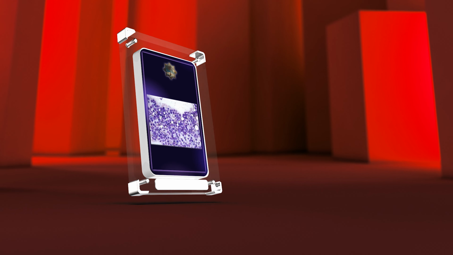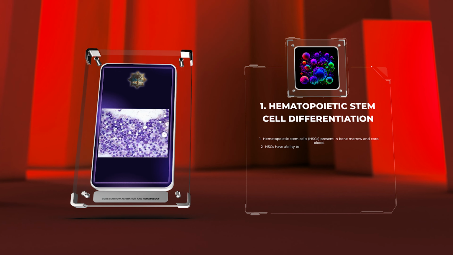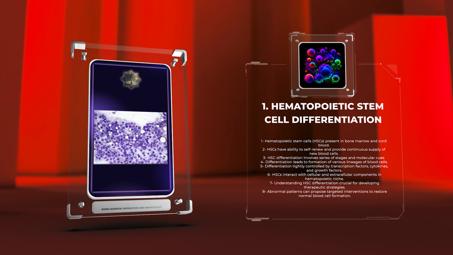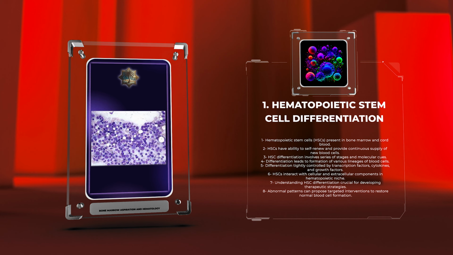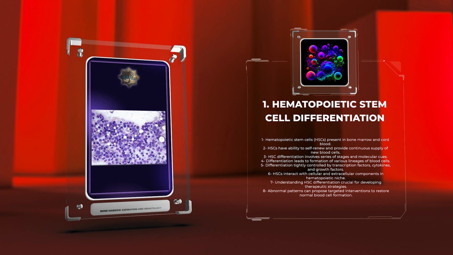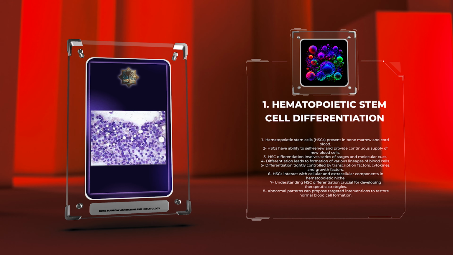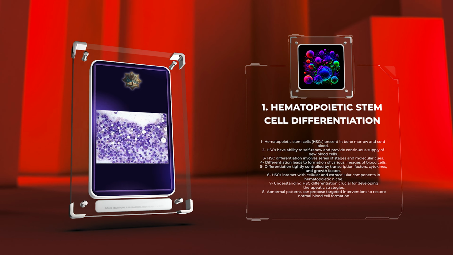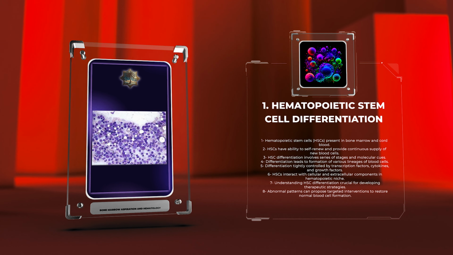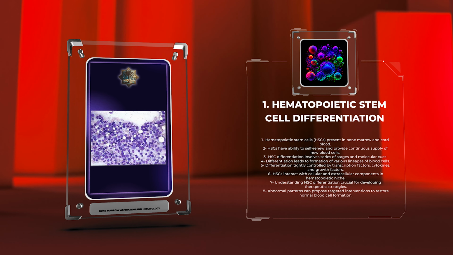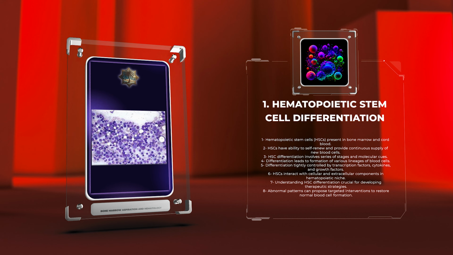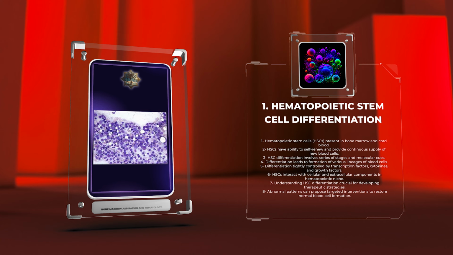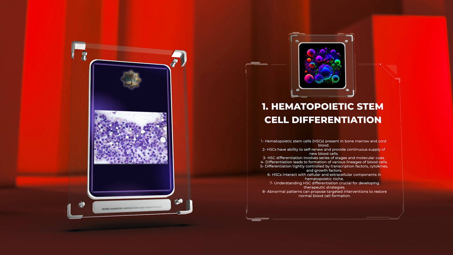Hematopoietic stem cells, HSCs, are multipotent cells present in the bone marrow and cord blood. They have the remarkable ability to self-renew, thereby providing a continuous supply of new blood cells throughout an individual's lifetime. HSC differentiation is a precisely regulated process involving a series of stages and molecular cues. During differentiation, HSCs undergo a sequence of cell fate decisions, leading to the formation of various lineages of blood cells, including erythrocytes, leukocytes, and platelets.